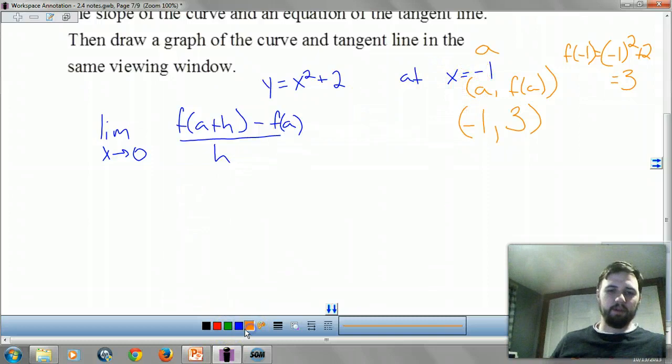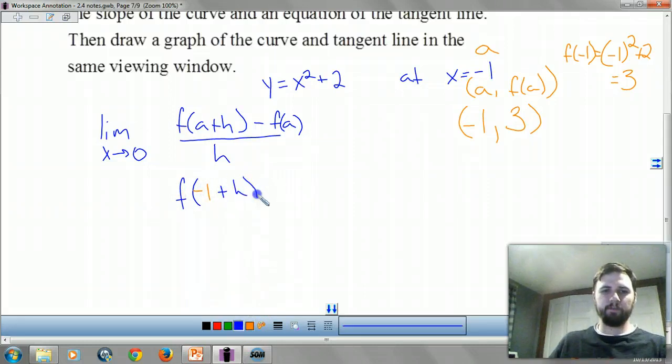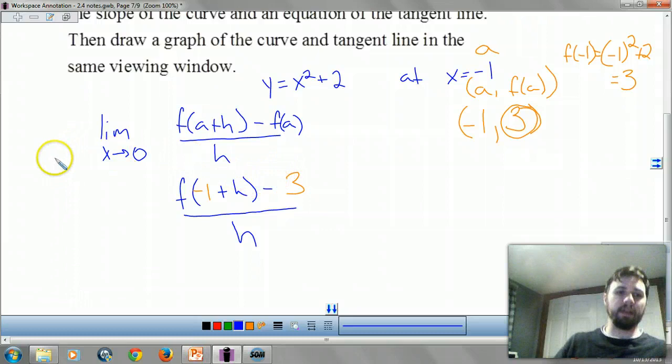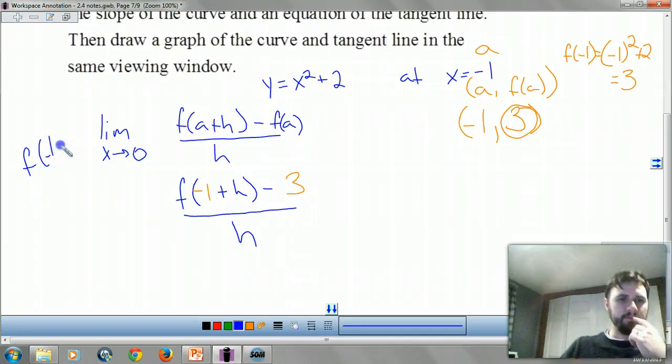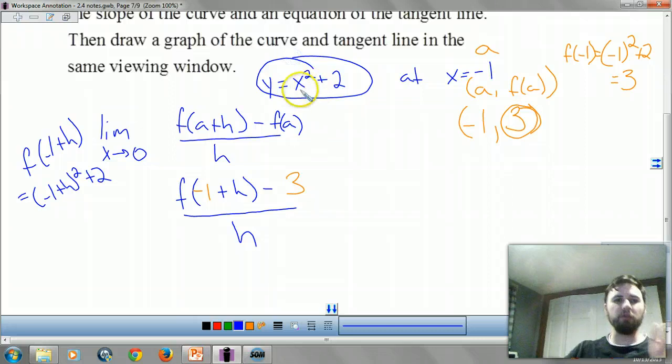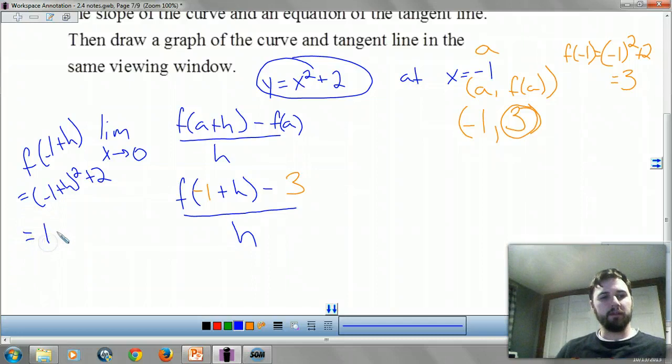So let's plug some stuff into this equation. So we're actually doing f of -1 plus h minus our f of a, which is just 3, all over h. Well, let's expand out that f of -1 plus h. That's equal to (-1 plus h) squared plus 2, because wherever we see an x, we're plugging in -1 plus h. When I expand that, you get 1 minus 2h plus h squared plus 2.